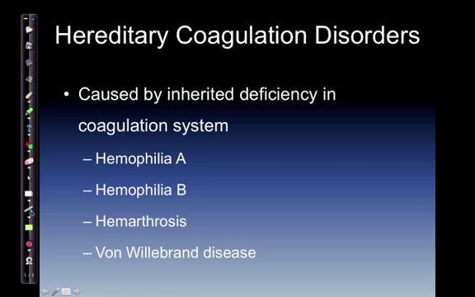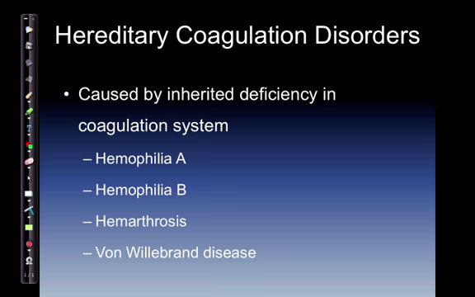Hereditary and coagulation disorders. They're caused by inherited deficiency in the coagulation system. Hemophilia A affects approximately 1 in 10,000 males and is a deficiency in factor VIII. Hemophilia B, inherited deficiency in factor IX, is much more rare than hemophilia A. Hemarthrosis, bleeding into larger joints.